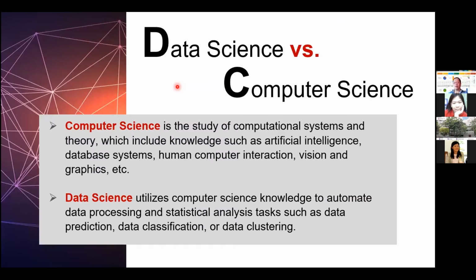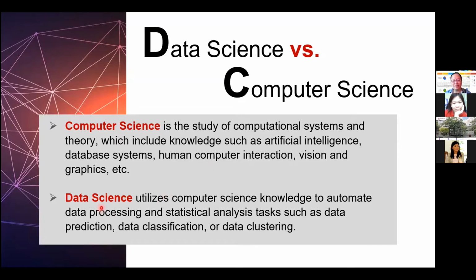Okay. Now you might have a question: what is the difference between data science and computer science? Computer science is a study of computational systems and theory, and the knowledge included in this area are artificial intelligence, database, human-computer interaction, computer vision, and other computational tasks that involve data processing. This is what data science do. Oh, no, sorry, computer science do.